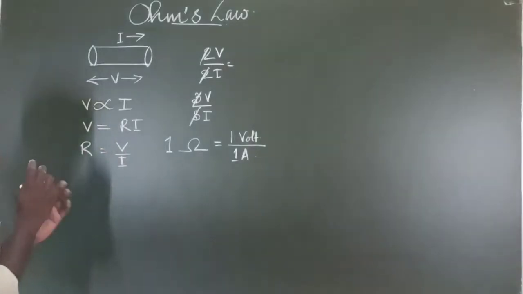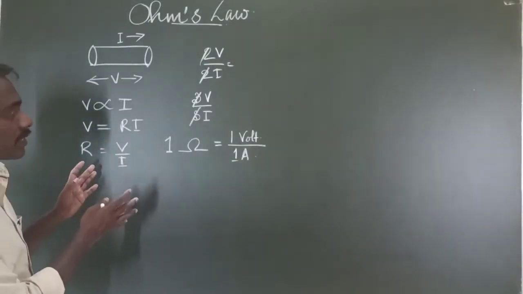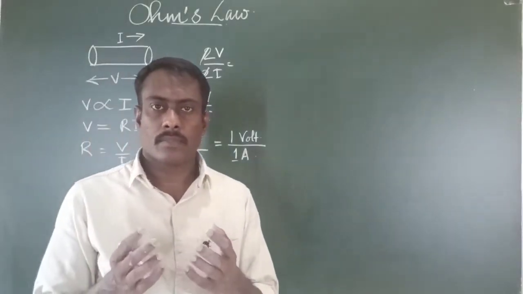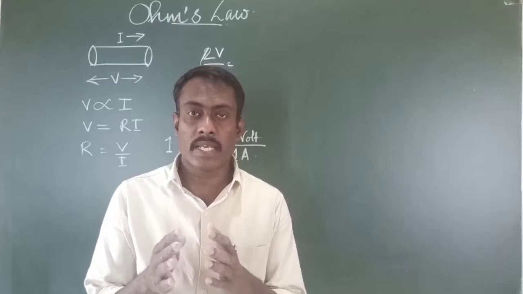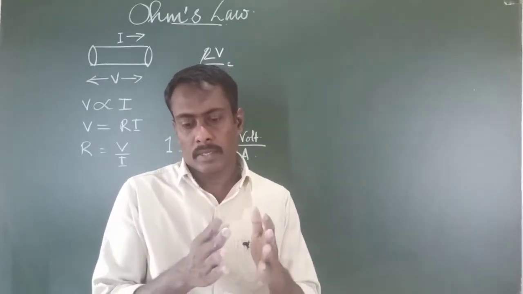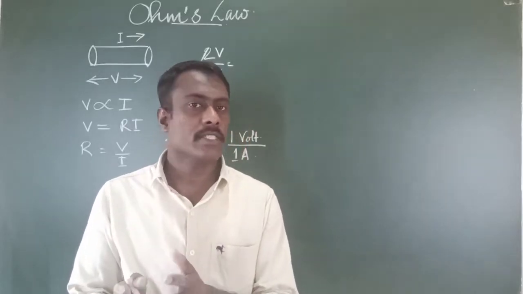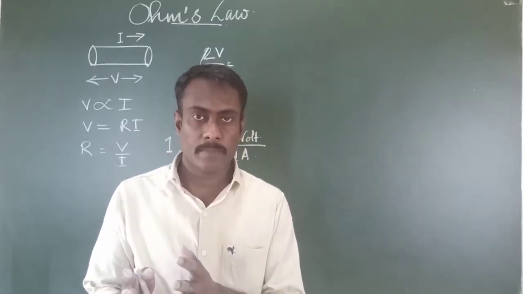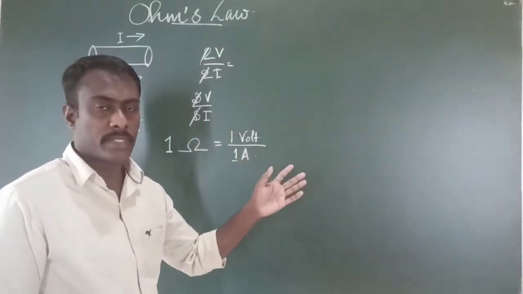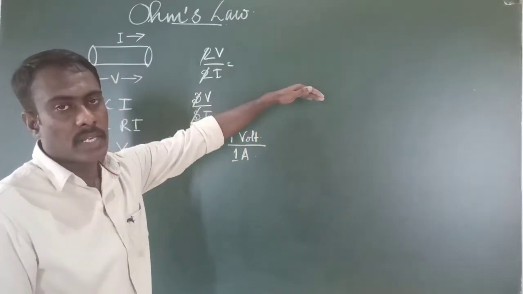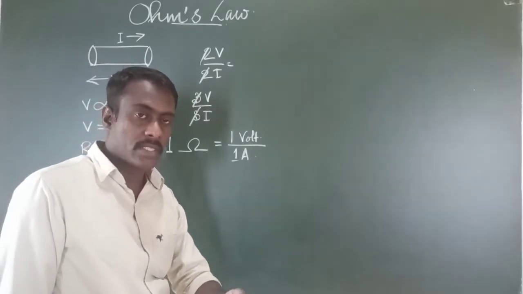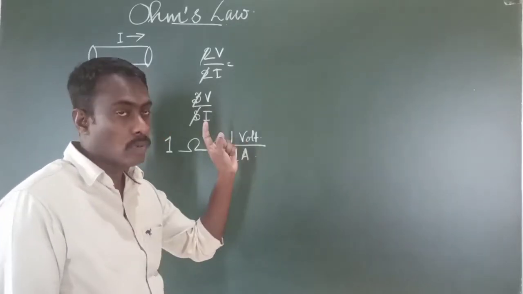Then what does it depend on? The resistance of a conductor depends on a few factors. Assume that you take a conductor whose length is 1 meter, then the resistance of that particular metal is fixed. If you take a 1 meter conductor and a half meter conductor, which one will have more resistance? Definitely the conductor which has the higher length has more resistance.